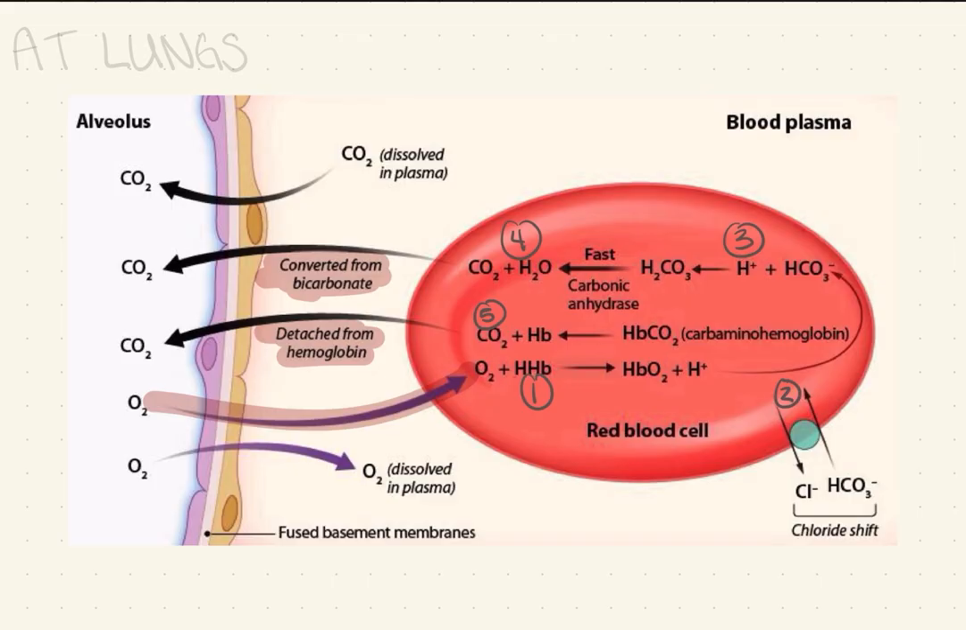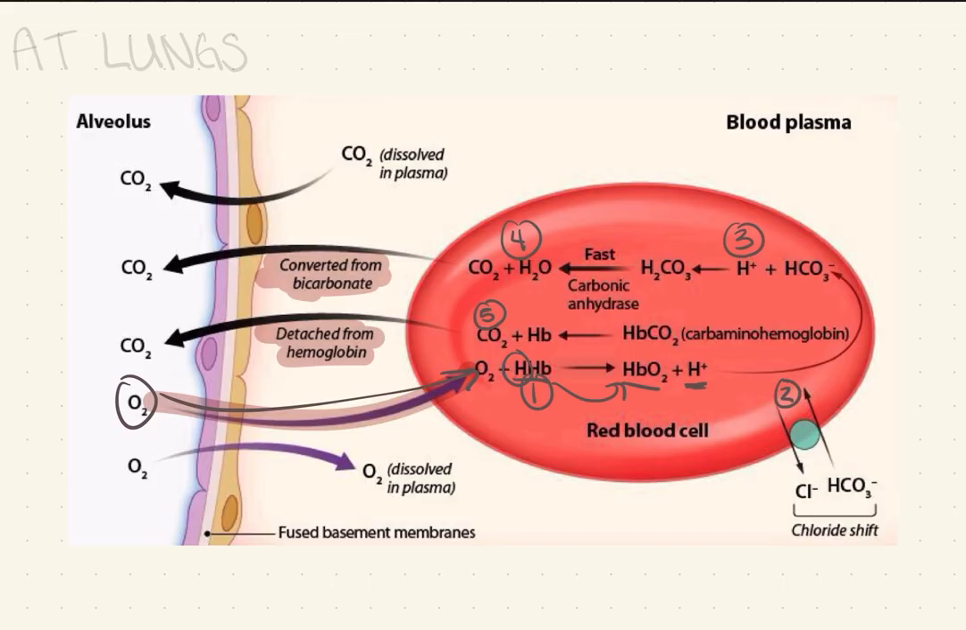The first step is going to be this oxygen right here, which enters the red blood cell. This is going to combine with deoxyhemoglobin. It's going to kick off this hydrogen right here to form oxyhemoglobin and leave a dissociated free hydrogen. So HbO2 is oxyhemoglobin. First step, oxygen combining with deoxyhemoglobin to form oxyhemoglobin and a freestanding hydrogen.